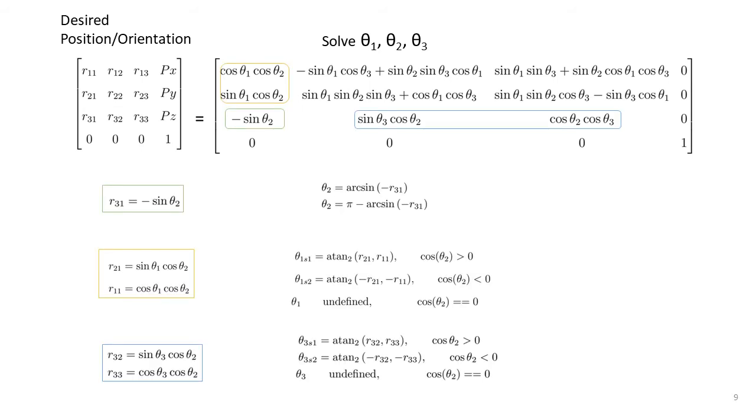We'll start with the simple equation labeled with the green box, R31 equals minus sine θ2. With trigonometry knowledge, we know that the solutions for θ2 are arcsine of minus R31 or pi minus arcsine of minus R31. θ2 is solved. Next, we move on to the orange equations to solve for θ1. We can divide these two equations and get a tangent θ1 expression. From that, we can get θ1 by the atan2 function. Similarly, we can solve θ3.